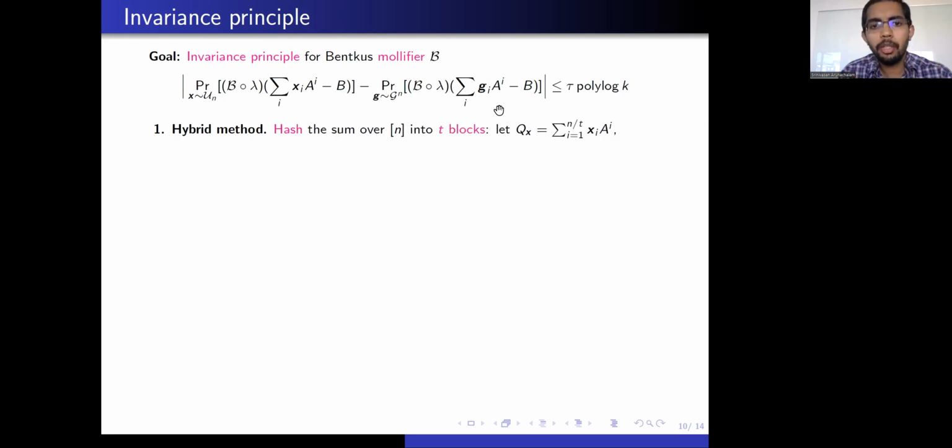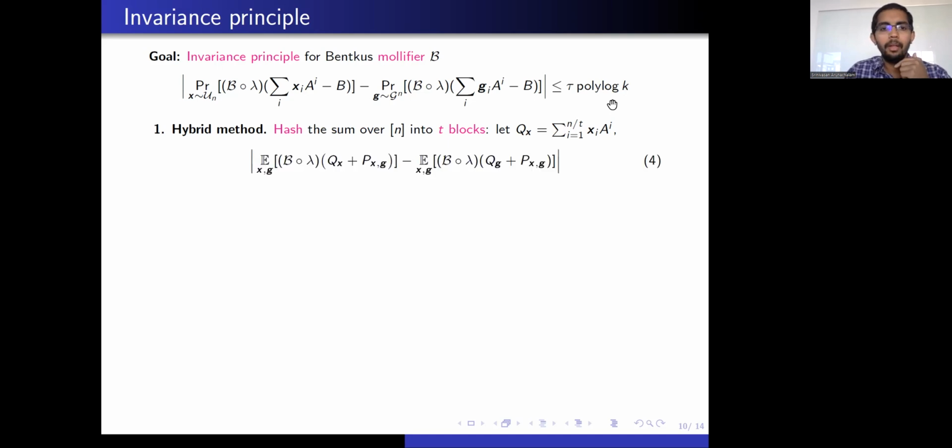In pursuit of proving this using the hybrid method, first we hash 1 to n. Here the summation i is from 1 to n, and we map [n] into t blocks. So we get Q_x, which is just this block, the first block, that's for i from 1 to n over t. And one can re-establish the left-hand side of this inequality as equation 4 now. It's just rewriting the left-hand side of the first equation as equation 4. Next, we try to do the Taylor series expansion of equation 4.